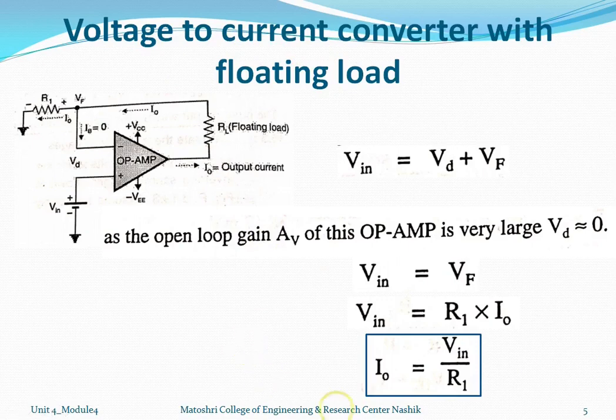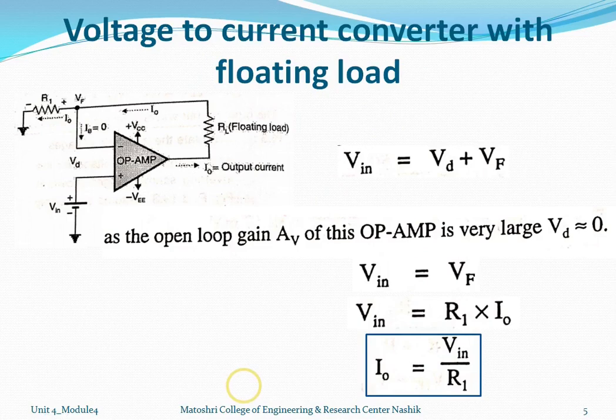But keep in mind, this R1 should be a precision resistor, and then we can precisely adjust the output current. Then our output current is proportional to the input voltage. So in this way the voltage is converted to current.